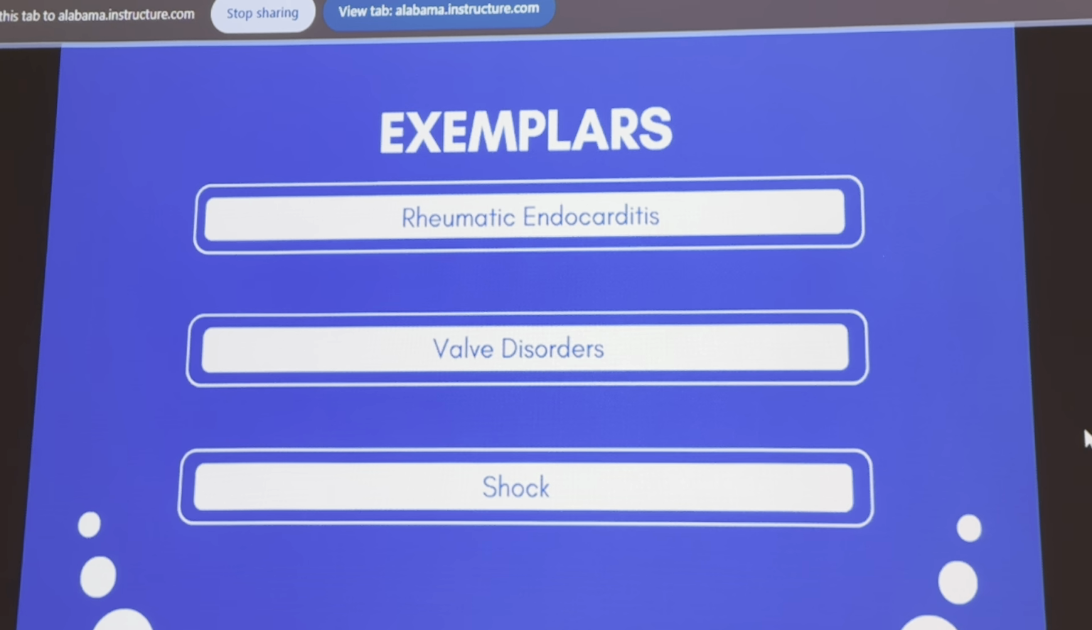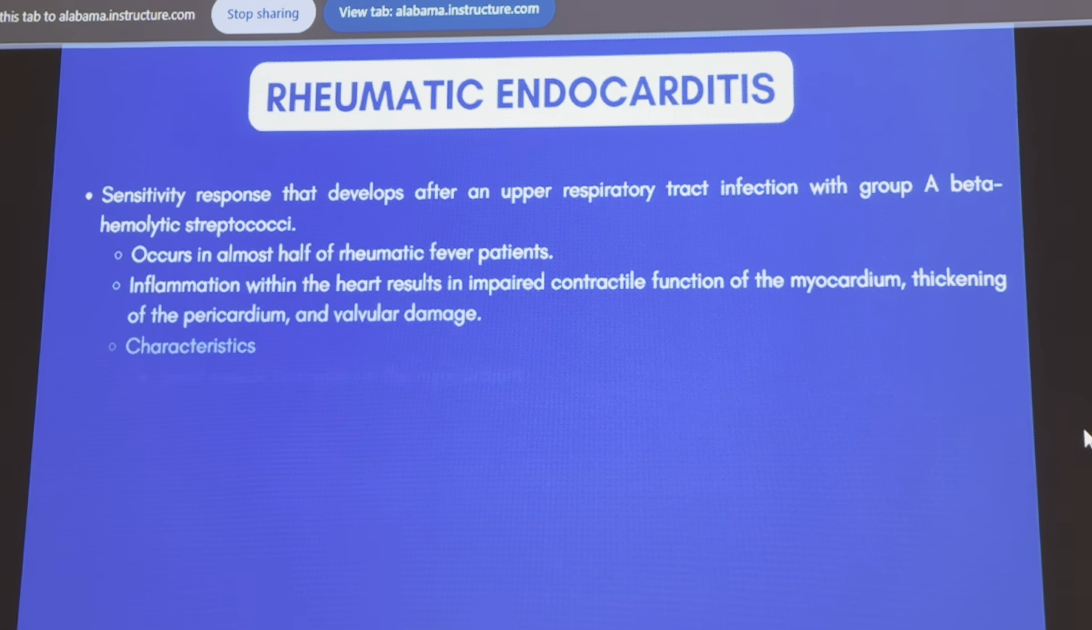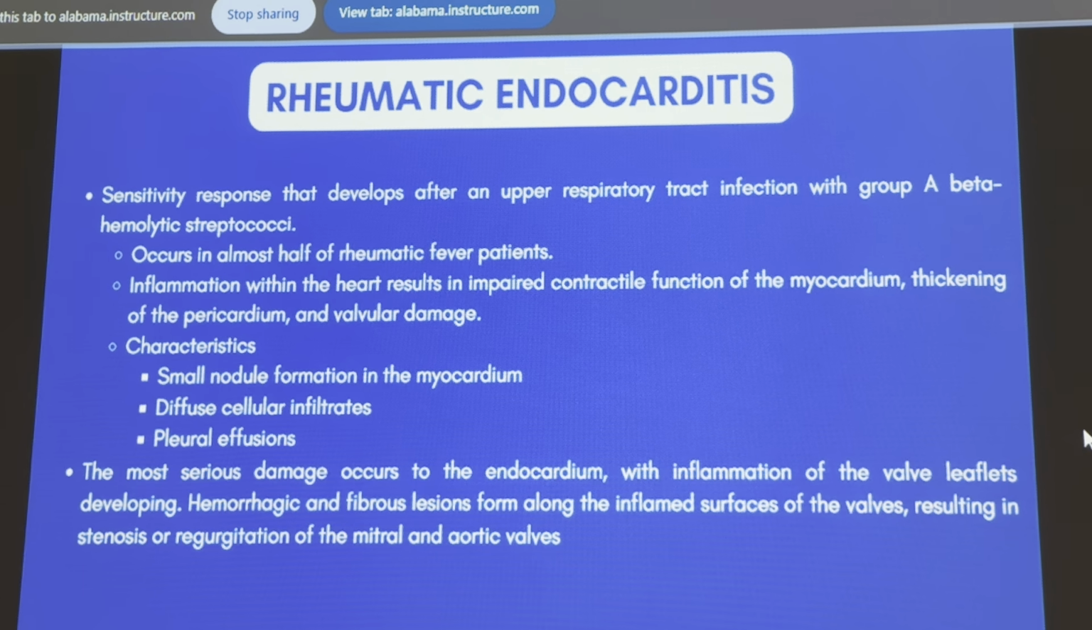We're also going to talk about valve disorders or valvular damage, valvular disease. You'll see it called a couple different things, something like a valvular disorder, valvular disease, or valve disorders. And then rheumatic endocarditis, a real fancy term for some type of infection around the heart. So let's talk about rheumatic endocarditis.